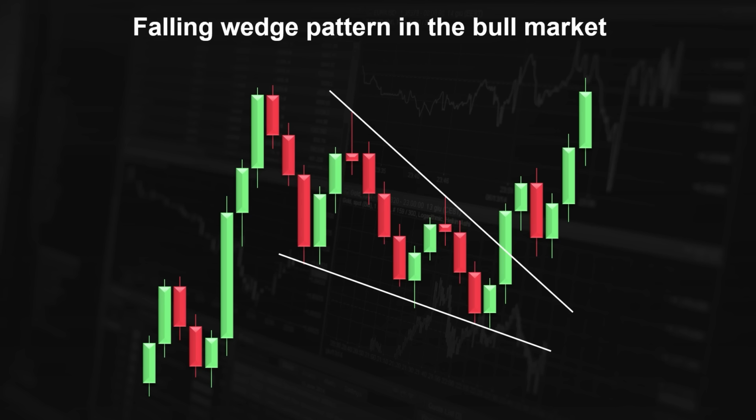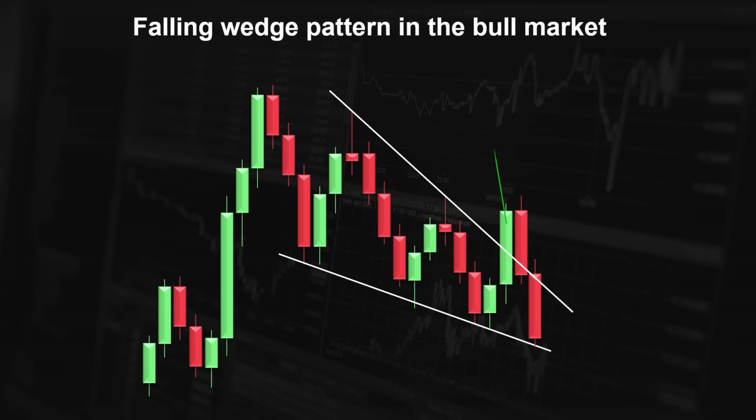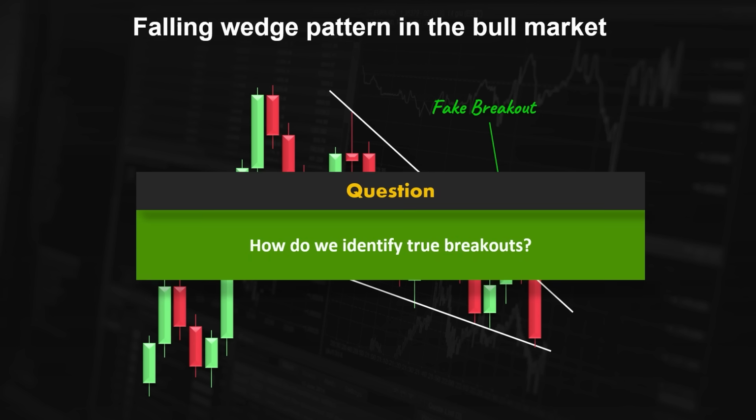pushing upwards. But sometimes these breaks are nothing more than fake breakouts. After breaking the upper trend line, the price will return and continue trading inside the range immediately. This will confuse traders who thought the trend line was broken and entered a long position. So how do we identify true breakouts?